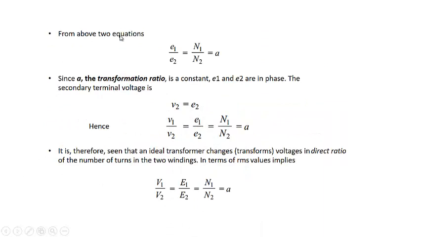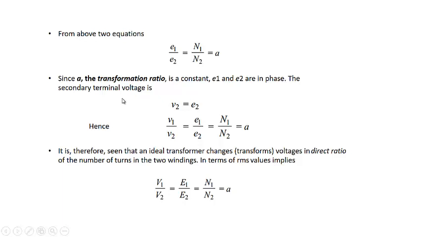So from the above two equations, E1 by E2 will be equal to N1 by N2, that is the transformer ratio. This will be the instantaneous value of the induced EMFs, because actually it should have been E1 equal to N1 dφ by dt. That means E1 by N1 will be equal to E2 by N2, and you can rearrange them: E1 by E2 is equal to N1 by N2, that is equal to a.